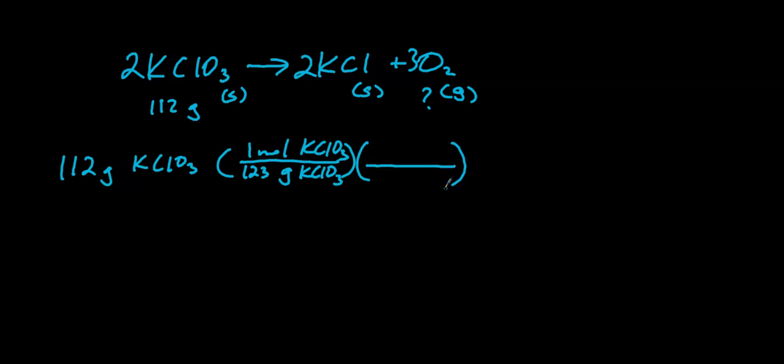Now, there's actually a couple different ways we can do this. We can use the mass of potassium chlorate to find moles of oxygen. So if we just stopped here, let's say, we could then take that moles of oxygen and plug it into the ideal gas law along with the temperature and the pressure. This is especially important if the gas that is being produced is not produced at STP, then we'd have to use the ideal gas law.